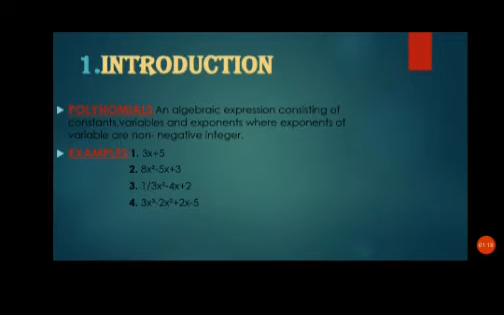So, a polynomial is an algebraic expression consisting of constants, variables, and exponents, where the exponents of variables are non-negative integers. Examples are 3x plus 5, 8x square minus 5x plus 3, 1 by 3x square minus 4x plus 2, 3x cube minus 2x square plus 2x minus 5. Here you can see that the exponents of the variable are non-negative integers. So you can say that they all are polynomials.